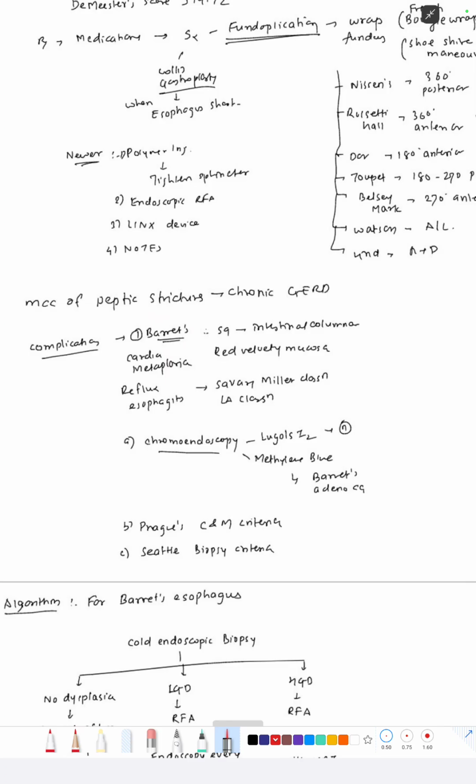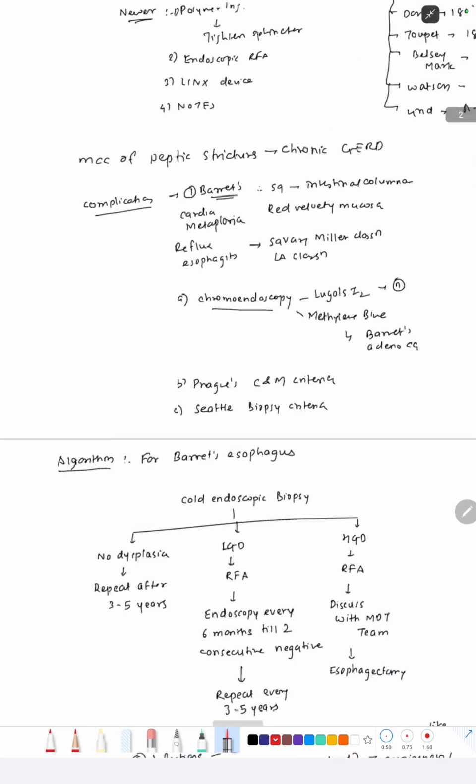Chromoendoscopy can be done. In chromoendoscopy, Lugol's iodine is used. This iodine is going to stain the glycogen, so it stains the normal cells, but in case of dysplastic cells, the glycogen stores are used up, and because of that in these particular cases there will be no staining. Then the Prague C&M criteria as well as the Seattle biopsy protocol are used. Similarly, another stain is methylene blue, which is going to stain the area of carcinoma.